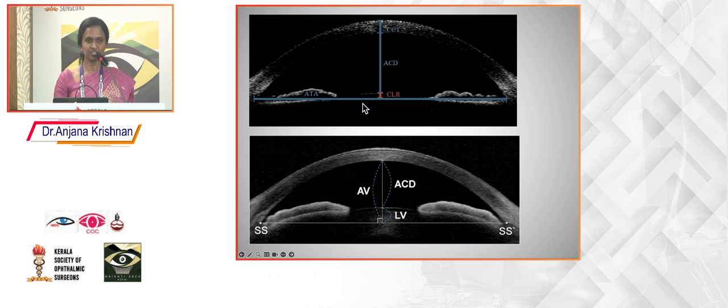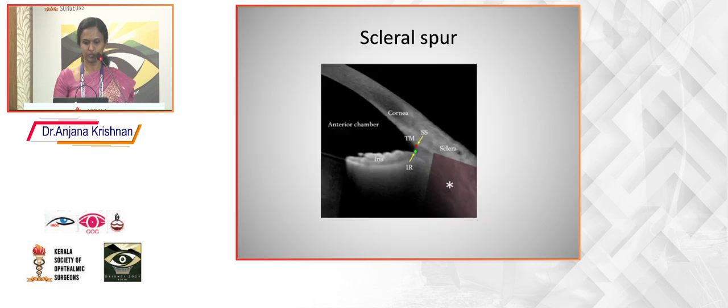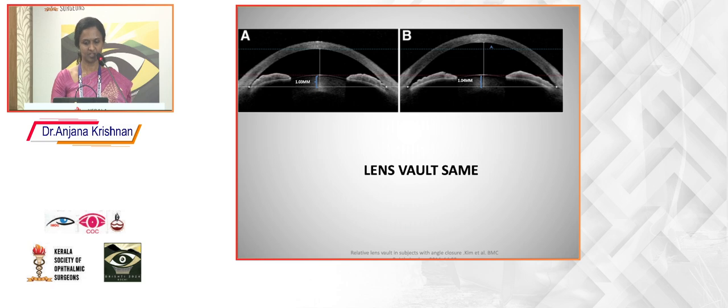And this is more used for planning phakic IOLs and all. And the second one is the scleral spur to scleral spur line, and the perpendicular from there to the anterior crystalline surface is the lens vault. So scleral spur, Dr. Sandhya has given the details about how to identify. It is the prominent inward extension of the sclera with a change in curvature, and it is used as a reference point to identify trabecular meshwork and iris root and all.